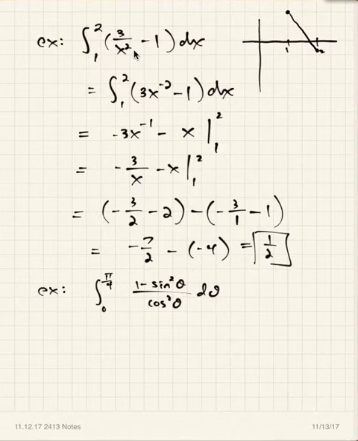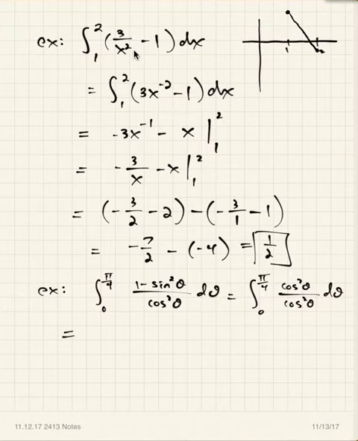Here you've got all these trig functions here. But remember what 1 minus sine squared is equal to. It's equal to cosine squared. And that's over cosine squared. And so notice those divide out. And so you get from 0 to pi over 4, you just get the integral of d theta, or 1 d theta. And so this would simply be theta. That's our antiderivative from 0 to pi over 4.